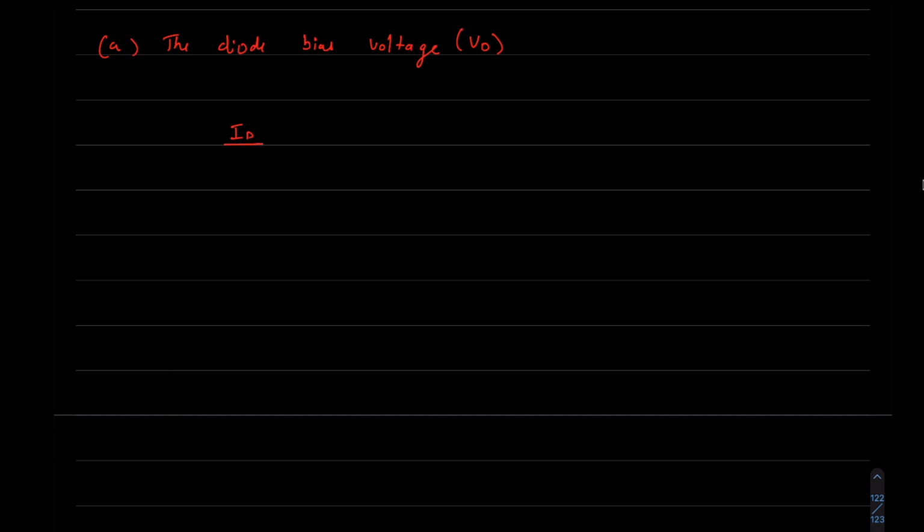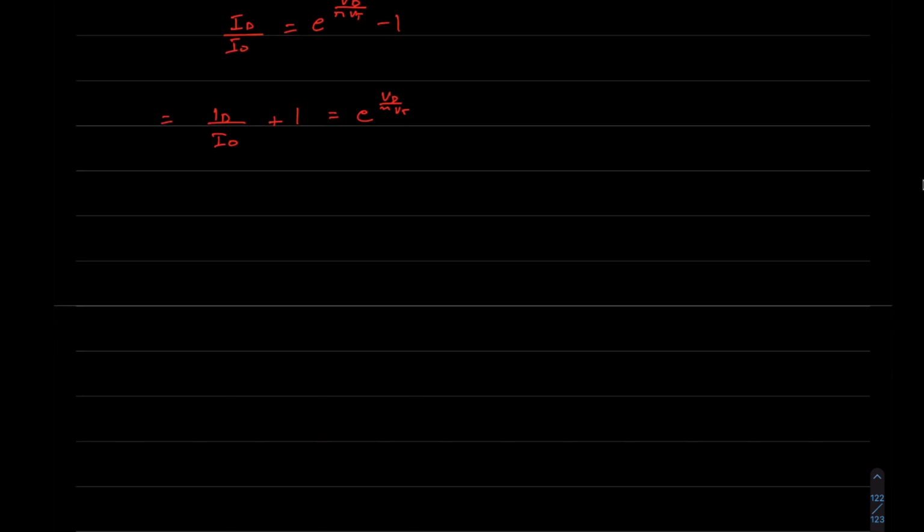ID over I naught equal to e to the power Vd over eta Vt minus 1. Minus 1 goes there. ID over I naught plus 1 is equal to e to the power Vd over eta Vt. Take log both sides. We get log of ID over I naught plus 1 equal to Vd over eta Vt.